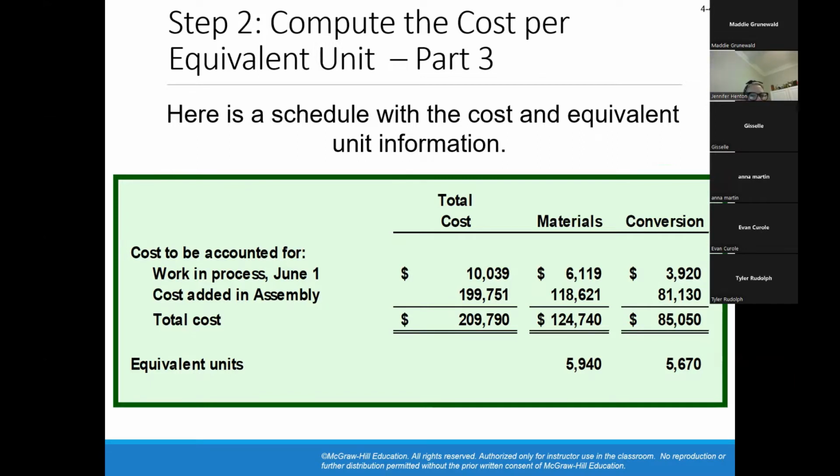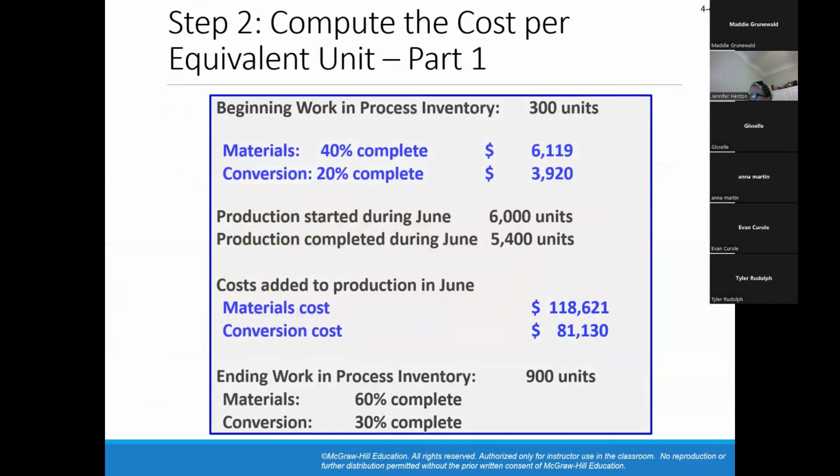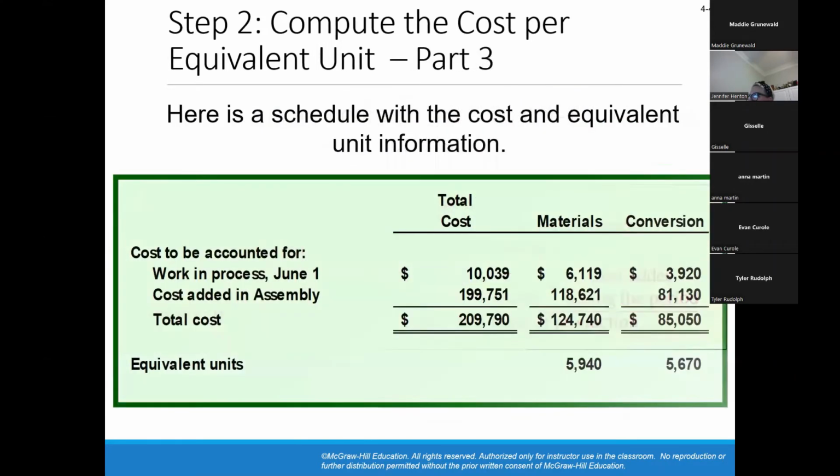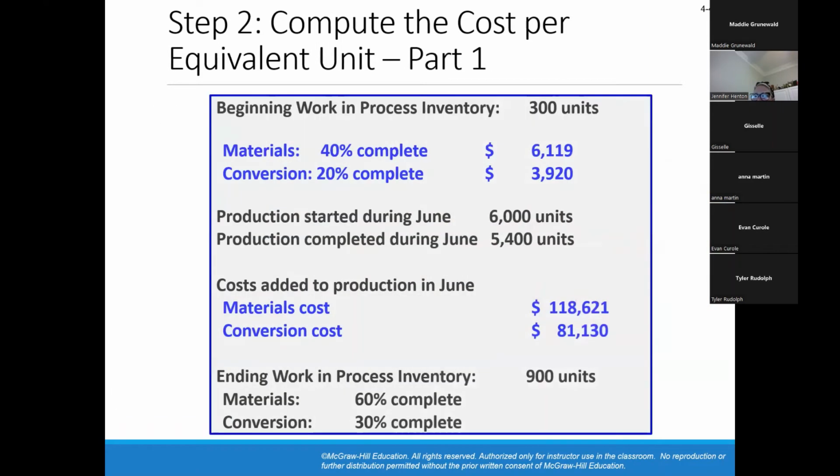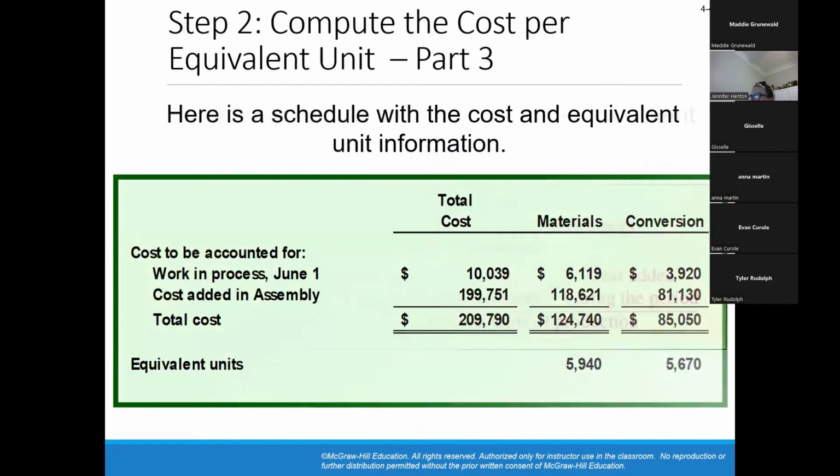So for the total cost, if you were to add those costs together, the ones that they gave us on this slide, the 61.19 and 39.20 for the beginning balance, I would have 10,039 for the work in process at June 1. Then if I add the costs together for the materials and conversion costs, I should get the 199,751. So all they're doing is adding them together to get these totals.